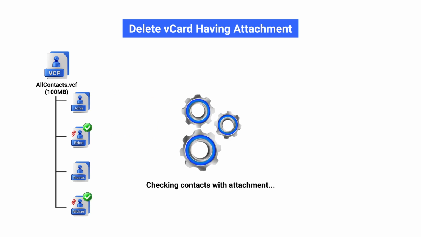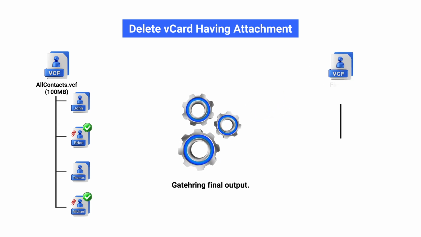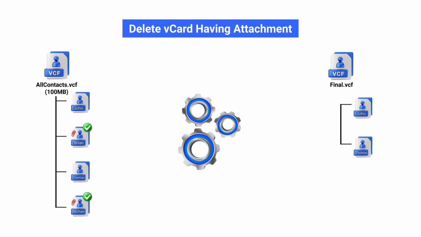It will identify and remove files with attachments, then proceed to extract vCard files without attachments, resulting in a reduced file size of 50 megabytes.